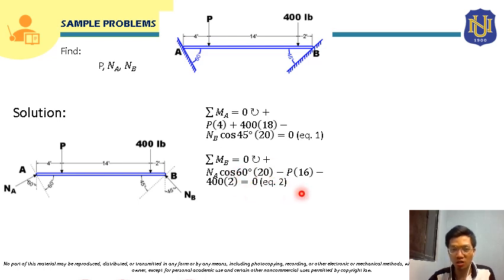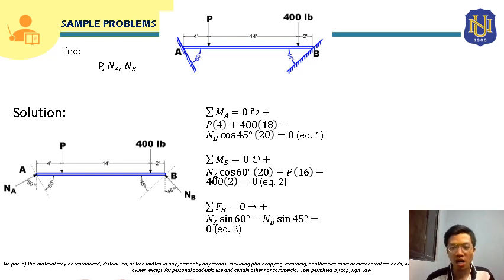As you can see here, we still have two unknowns. We cannot solve equation 1 and equation 2 simultaneously because in equation 1 the unknowns are NB and P, while in the second equation the unknowns are NA and P. So we have three unknowns in total. We have to generate one more equation, so we can use the summation of horizontal forces.